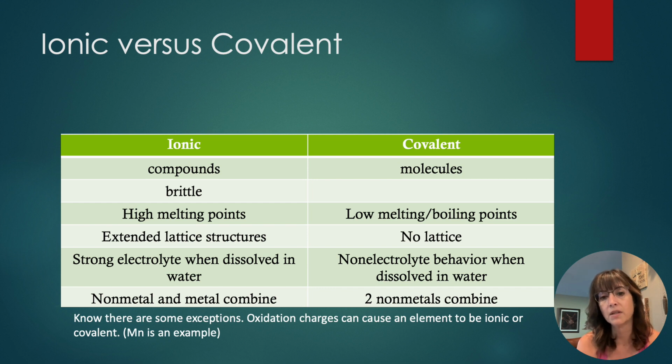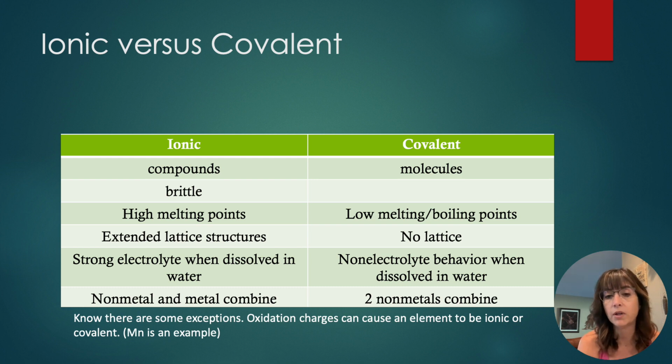Because ionic substances give away and steal electrons, they have really, really high melting points. They cling to each other very tightly. It's very difficult to break them apart. Covalent, not the case. Very easy to break these up, so they have low melting points and low boiling points. And this is going to be important in one of the labs that you do. Ionic substances have very extended lattice structures. Their solids have very, very ordered components. Not necessarily true of covalent.